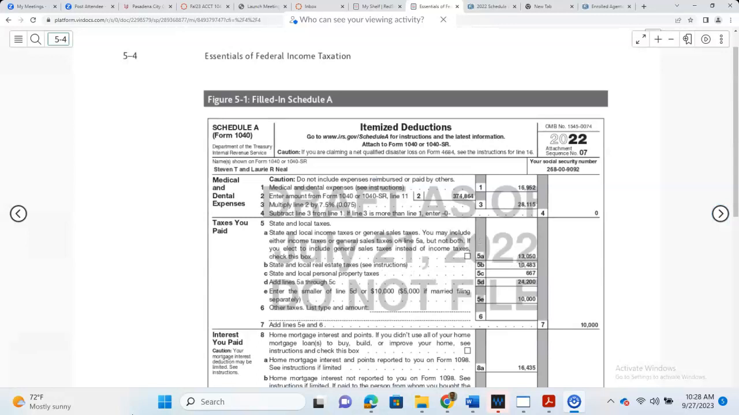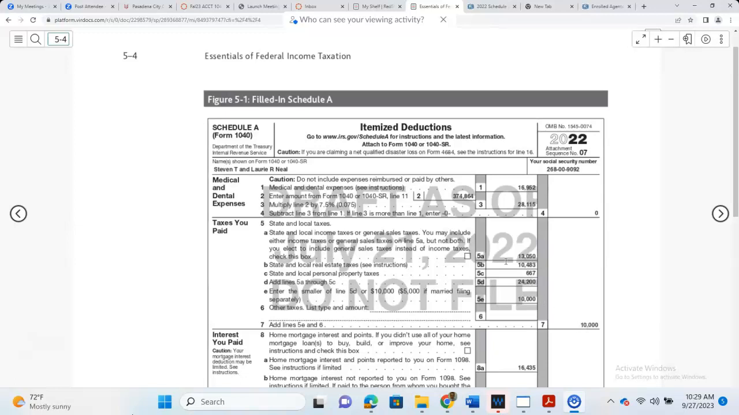Real estate tax, $10,000. Local personal property tax, let's say for a boat or RV, property tax that you pay on an annual basis, that's $667. Add them up, so 13,000 plus 10 plus 667, that's $24,000. But for a person in California, that's normal, right? But the point is, you cannot go over $10,000. Therefore, the $10,000 will be chosen.